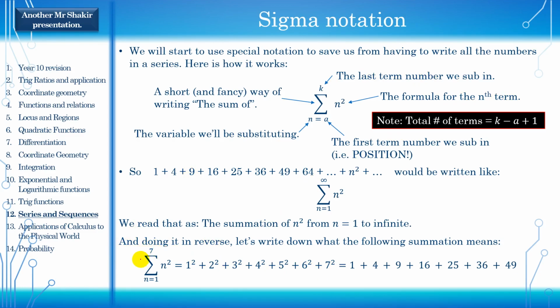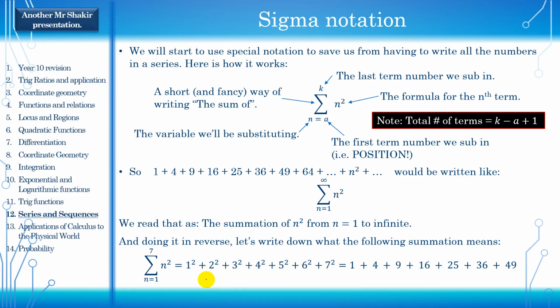And if you wanted to know, let's say n is equal to 1 to 99, how many numbers are we going to be substituting in? Well, that's where this formula comes in. Total number of terms is equal to K minus A plus 1. So the high number minus the low number plus 1. For example, 1 to 7: 7 minus 1 is 6, plus 1 is 7. So let's check. We have 7 terms: 1, 2, 3, 4, 5, 6, 7. Yes, we've got 7 terms.